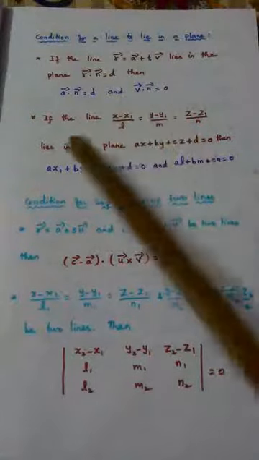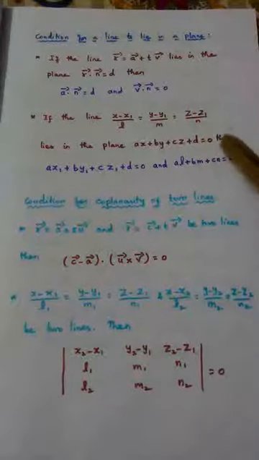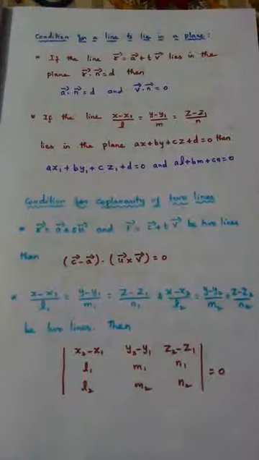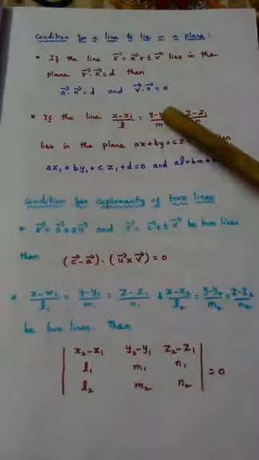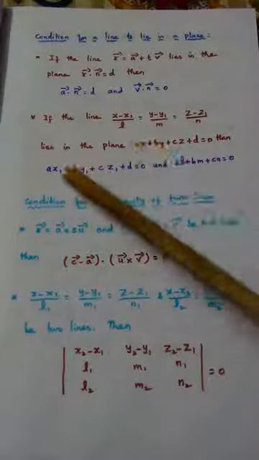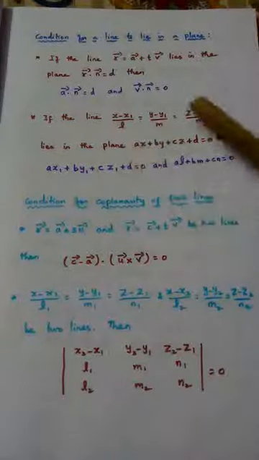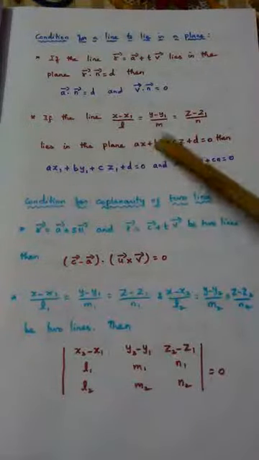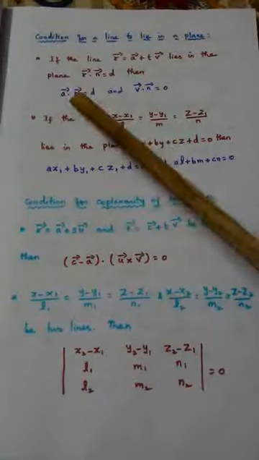If this line has to lie in the plane ax plus by plus cz plus d equal to 0, then the condition is the same thing. I have to substitute the point x1, y1, z1 in the plane equation, so that it becomes a x1 plus b y1 plus c z1 plus d equal to 0, which means the point should satisfy the plane equation. That is the first condition.